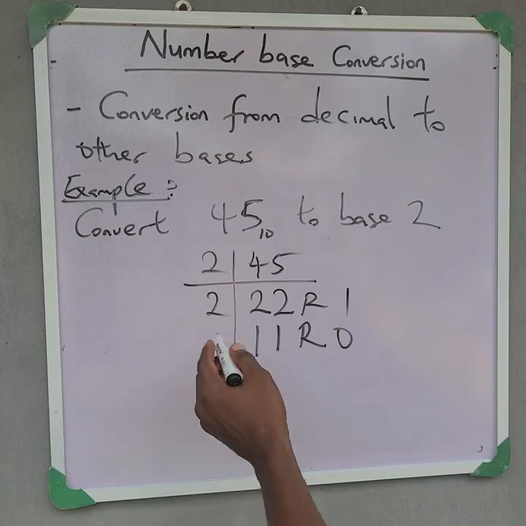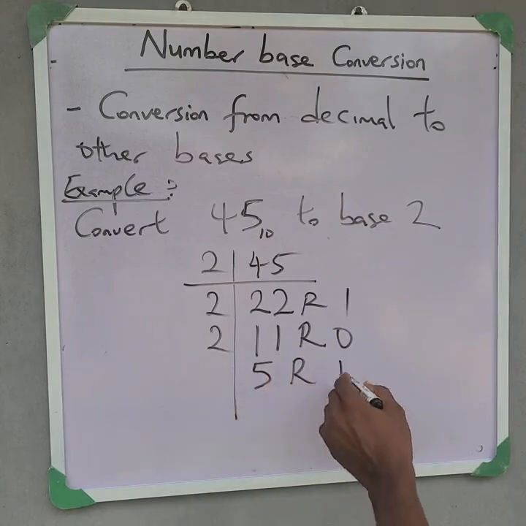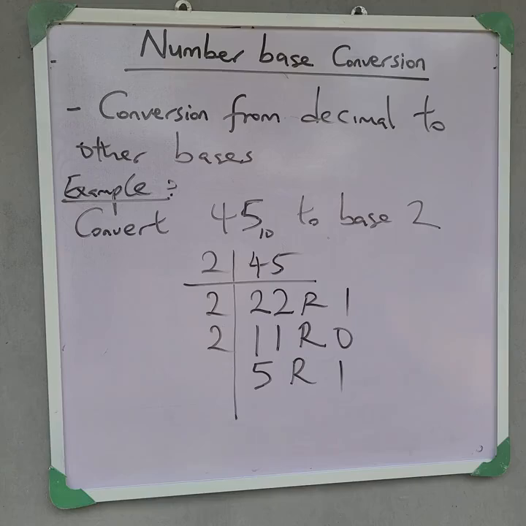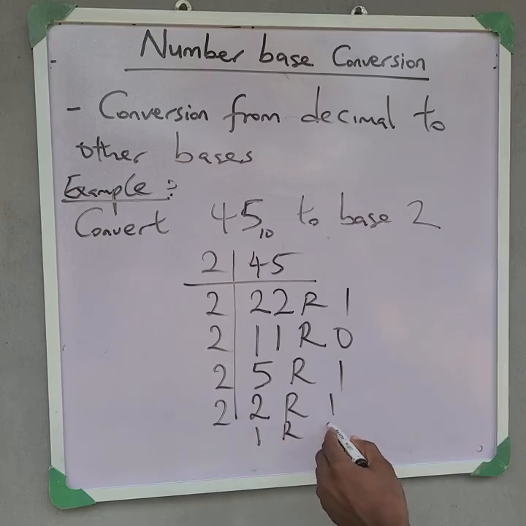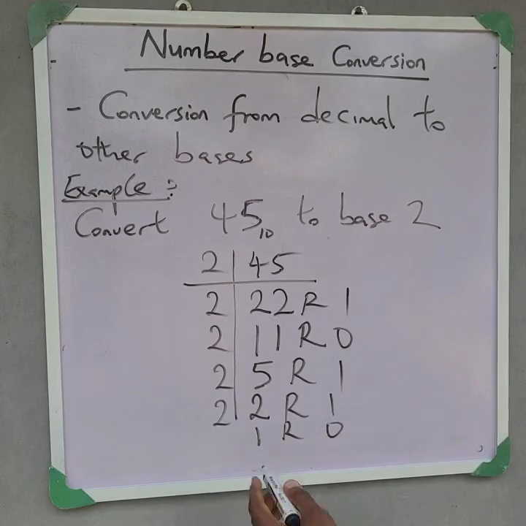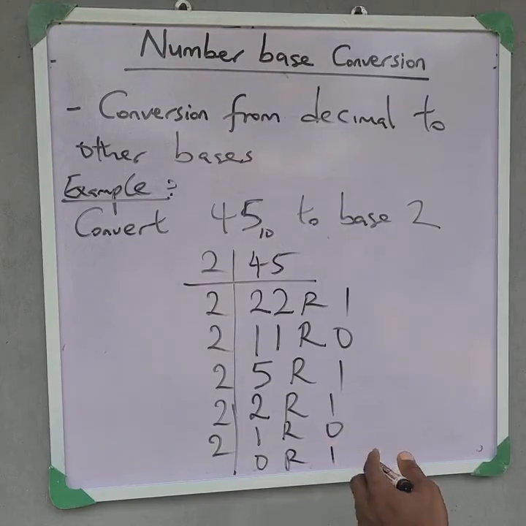Without any remainder, you divide again, 2. 2 into 11 is 5. Remainder 1. You go again, 2. 2 into 5 is 2. Remainder 1. You divide again, 2. 2 into 2 is 1. Remainder 0. You divide again, 2. 2 into 1 is 0. Since this is bigger than this, you just put 0 and write your remainder, which is this. Remainder 1. Do you understand? So this is the way we note our remainders.